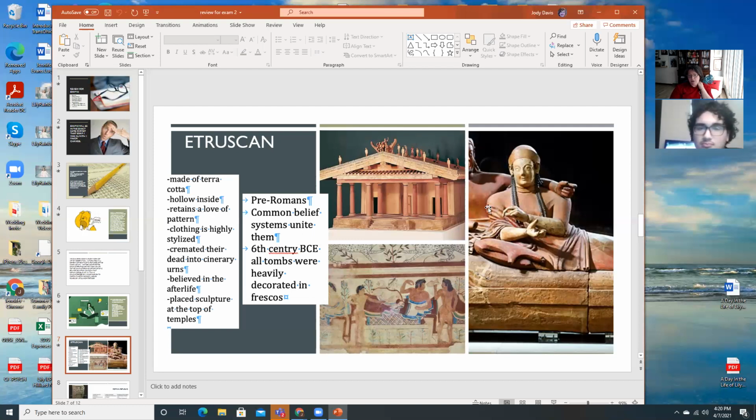As far as the cinerary urn, remember that the Etruscans also used the wet drapery technique. It just looks a little bit different than the wet drapery technique that we used to see on the ancient Greeks. Did you call that syncretism as well? You could definitely call that syncretism. Yeah. Okay.